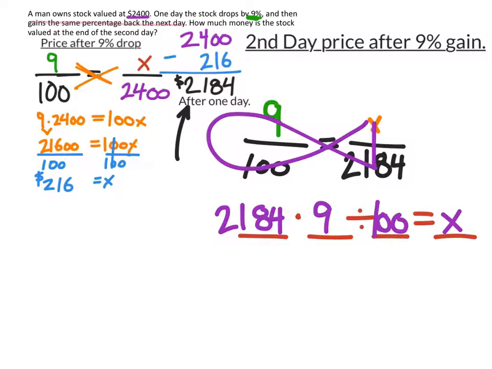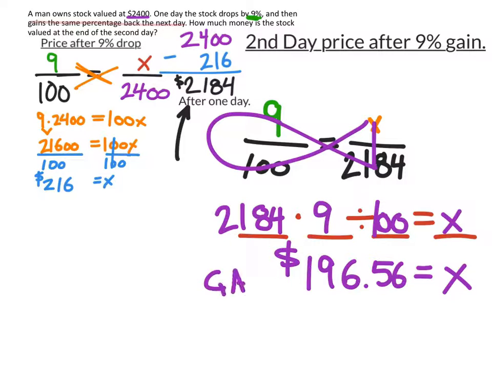So I'm going to solve this. I'm just going to put it in my calculator, and it will tell me the value that the stock went up. It's not going to tell me the final value. I still need to add that into the price. Just like over here, we subtracted it because it was a drop. So I put that in my calculator. I got 196.56.